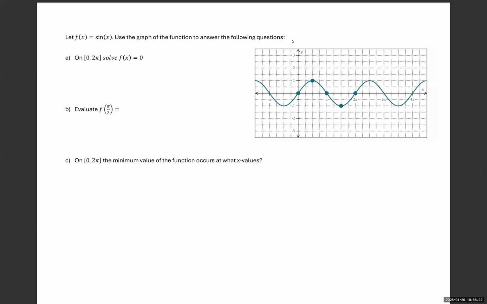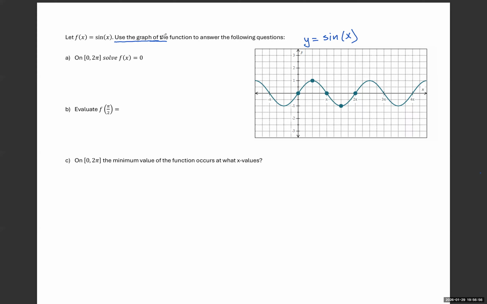This video will help you identify the key points on the graph of f(x) = sin(x). I went ahead and got the graph of y = sin(x) in here so that we can actually look at the graph as reference. It actually does say use the graph of the function, so we do need to get a graph before we can answer the questions. On the interval from 0 to 2π, solve the equation f(x) = 0.